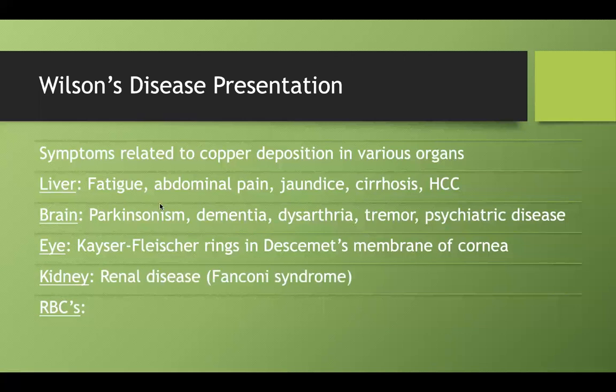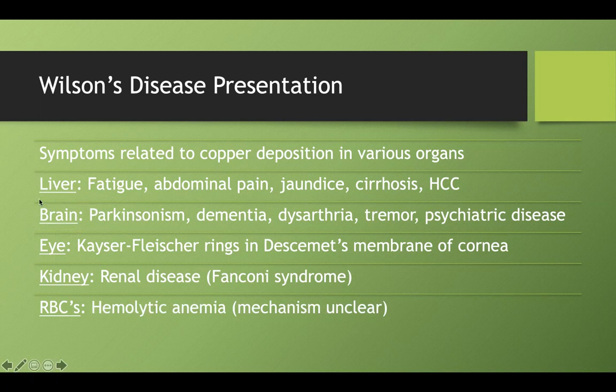In the kidney, you can get renal disease, something called Fanconi syndrome. And in the red blood cells, you can also get hemolytic anemia. These two I mentioned because they are on a couple of the study aids that I went through when I was making this PowerPoint. I will say these are much, much, much lower yield. You definitely need to know Kayser-Fleischer rings. You definitely need to know cirrhosis. And I would know that it causes a wide variety of neurologic and psych symptoms. These three right here are much more relevant on test day than these two.